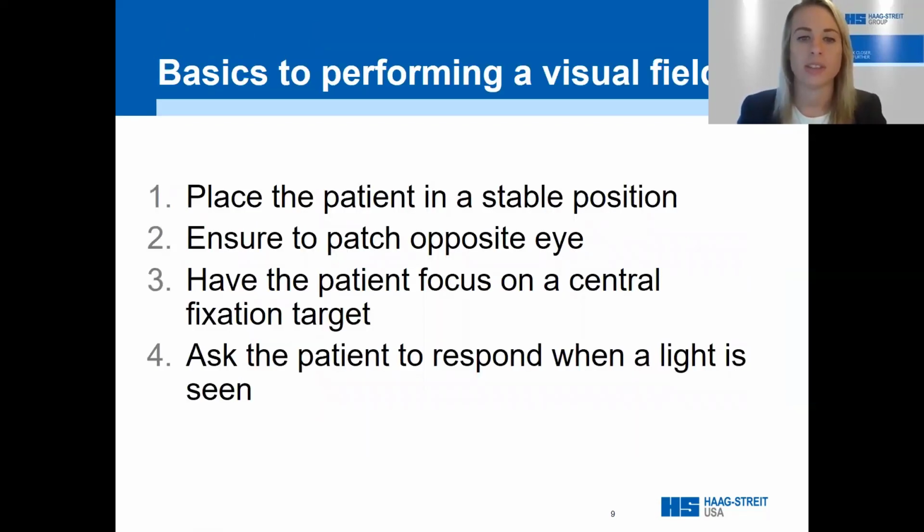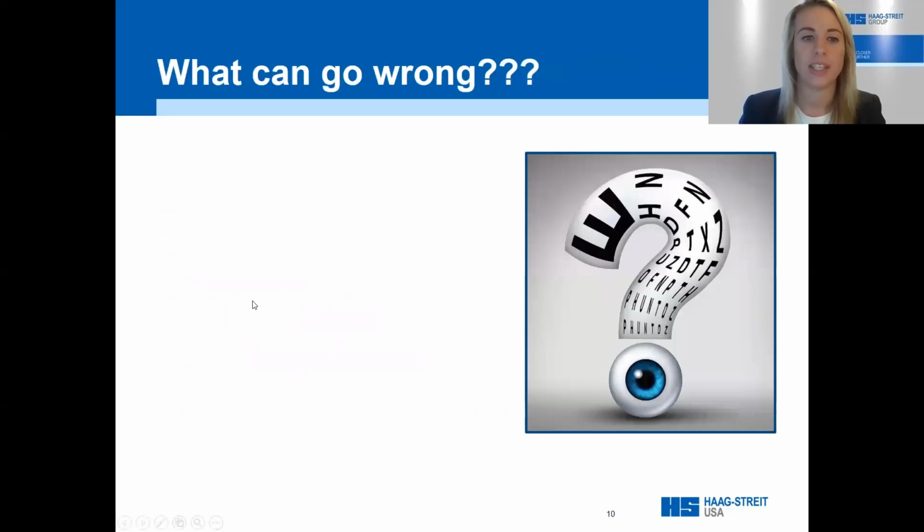Let's break down the basics of how to run a visual field. The patient will need to be in a stable position, preferably in a comfortable chair with their head resting on a forehead and/or chin rest. We must ensure to patch the opposite eye unless we are testing binocularly. We will ask the patient to focus on a central fixation target, then instruct them to respond when they see a light. That sounds simple enough, right? It can be, but also there are many other factors that need to be taken into consideration.